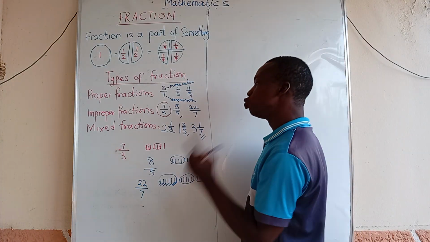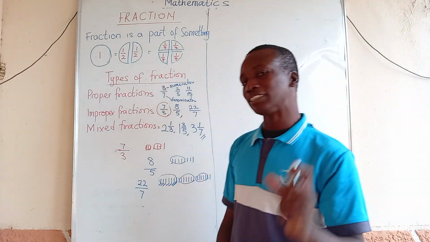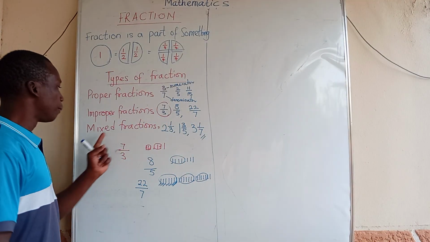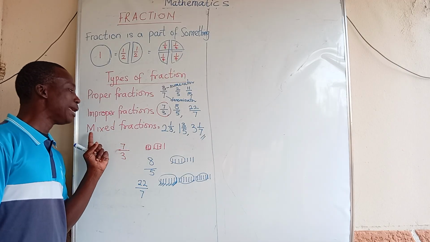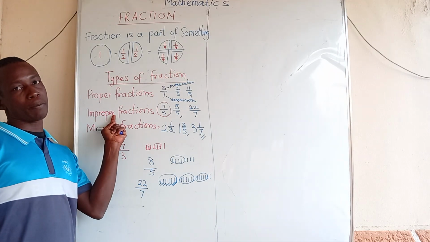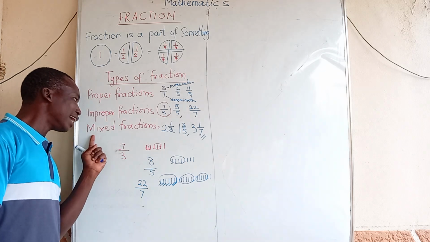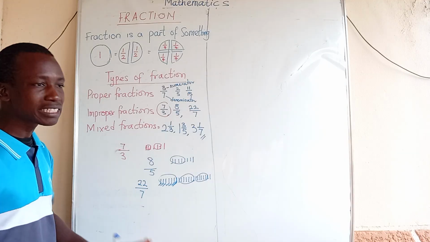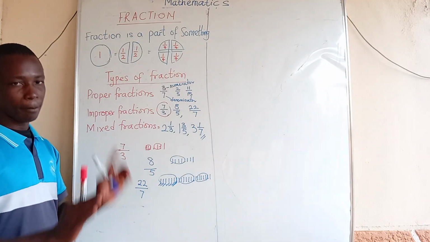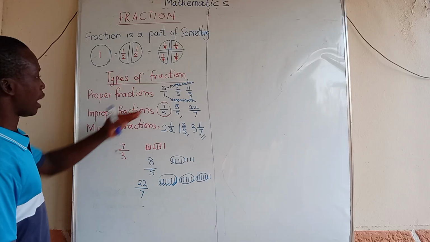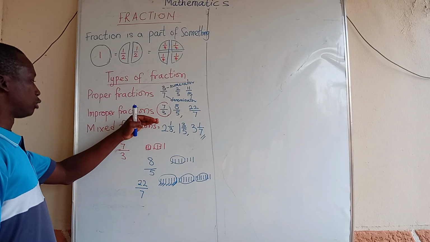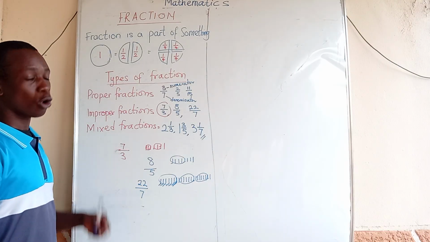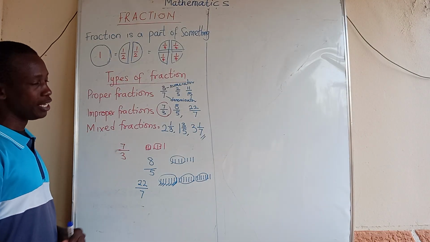And then also, for you to be able to solve a mathematical problem effectively, you should be able to convert your fraction from a mixed fraction back to improper fraction. Now, we have learned how to convert from improper fraction to mixed fraction. That means we are going to divide. That is how to convert from improper fraction to a mixed fraction.